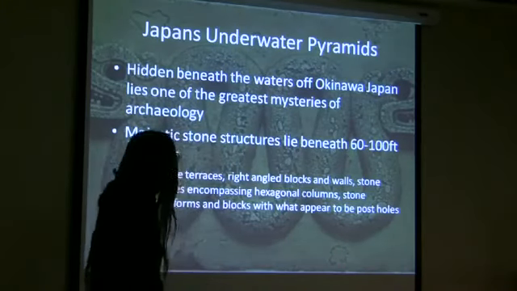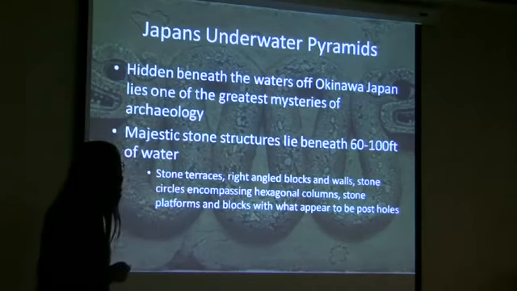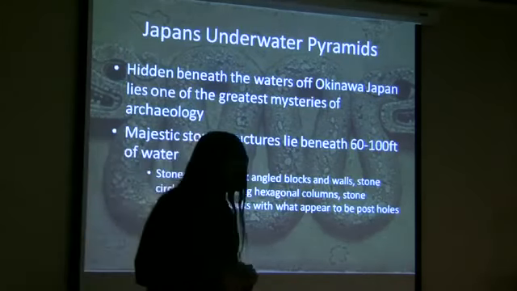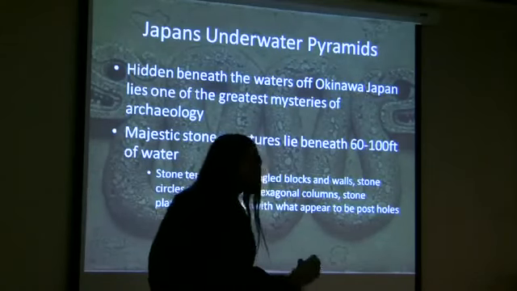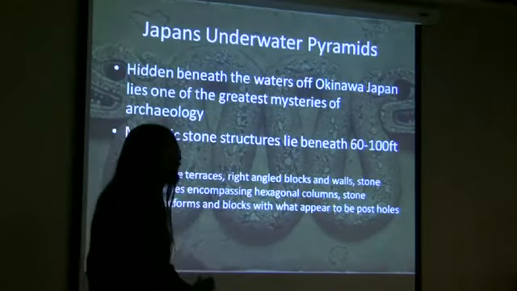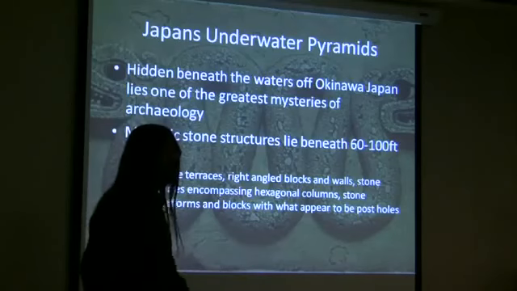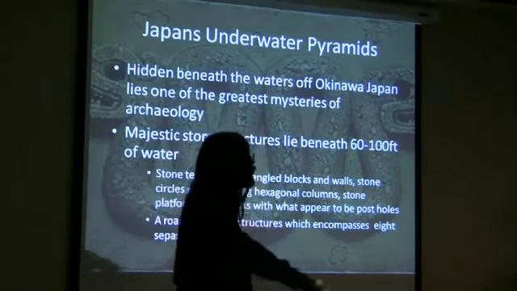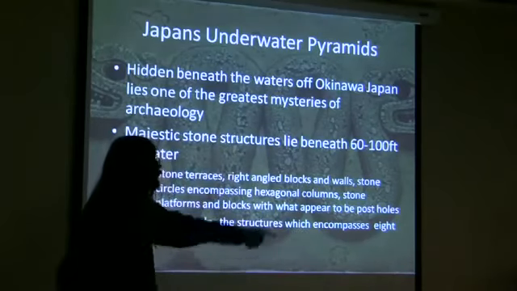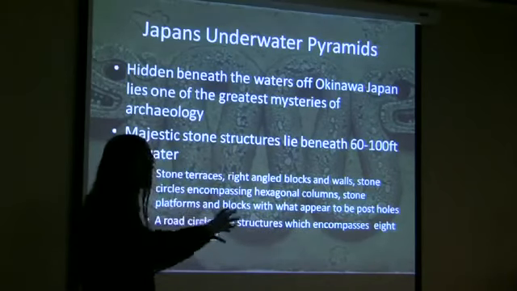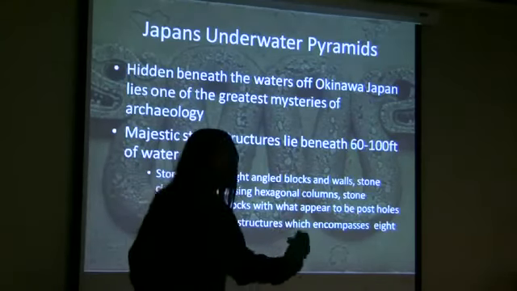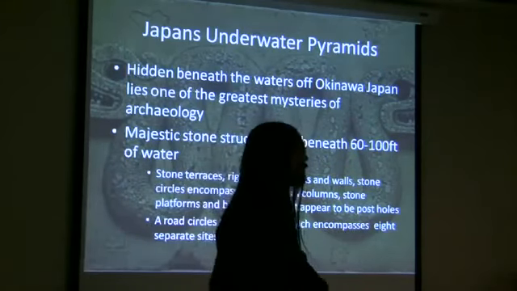Things like stone terraces, right-angled stone blocks and walls, stone circles encompassing hexagonal columns, stone platforms and blocks with what appear to be post holes. So very clearly, man-made structures lying beneath the water. The whole structure itself has a road which circles it, and the road encircles an area which encompasses 8 separate sites. So obviously the remains of some sort of a small town or civilization.